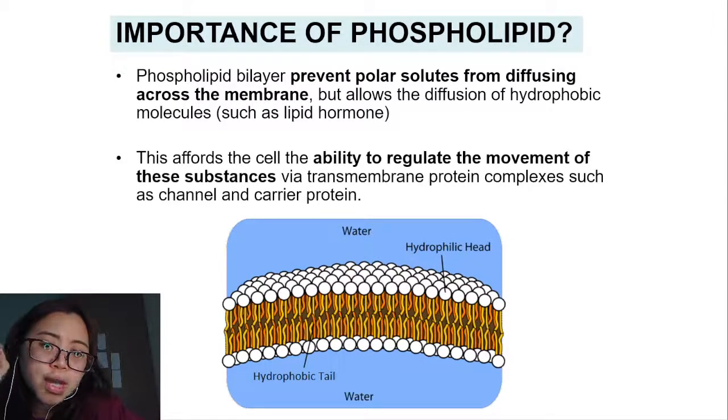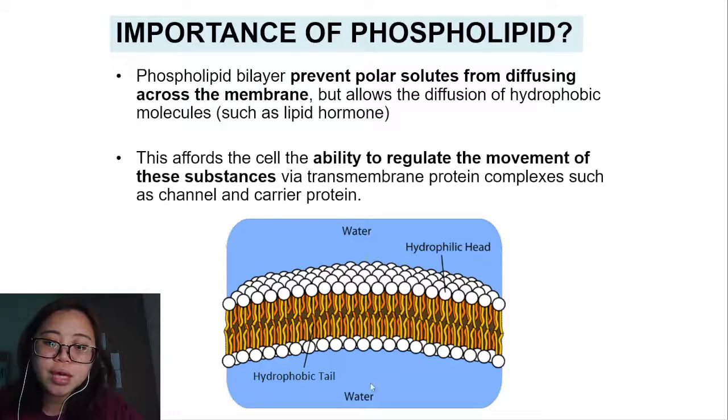Why is it important that we have these phospholipids? Well, the phospholipid bilayer prevents polar solutes from diffusing across the membrane, but it allows the diffusion of hydrophobic molecules such as lipid hormones. That means polar solute cannot pass through right away. Benda yang polar tidak boleh terus limpas melalui phospholipid bilayer. Dia perlu melalui tempat lain. Tapi benda yang boleh larut dalam lipid, contohnya steroid, dia boleh terus limpas. Dia boleh terus melalui phospholipid bilayer.